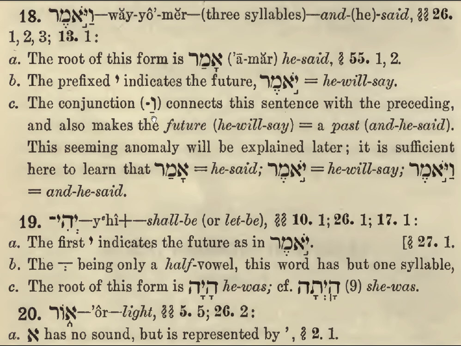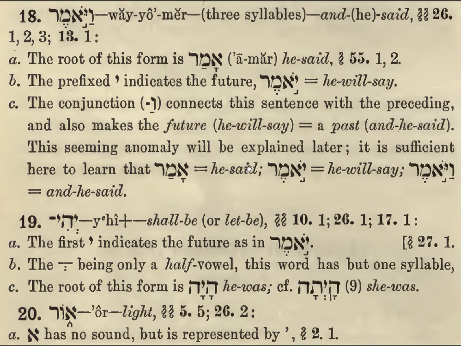And the conjunction va here, the joining word va, connects this sentence with the one before. But it has another effect. It makes it future. He will say. So it makes the future, he will say, turn into the past tense. And he said. This is called the vav conversive, and it flips the tense around. And it's not an anomaly. It's because in Hebrew we have two tense structures, one from Hebrew itself and one from Aramaic, and these two things exist side by side. So it's not an anomaly, and it will be explained in more detail later.